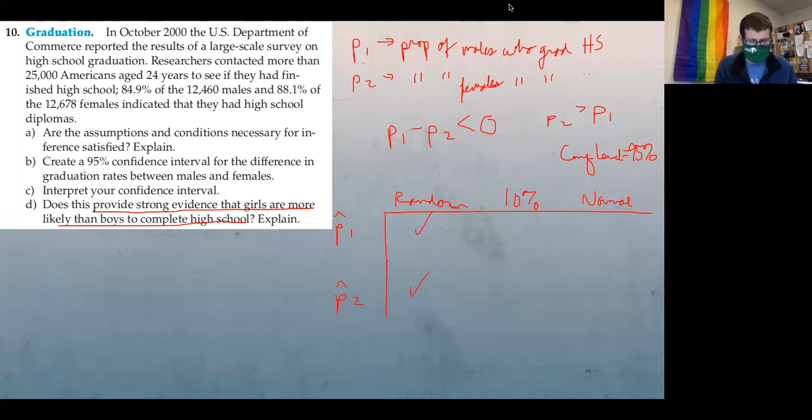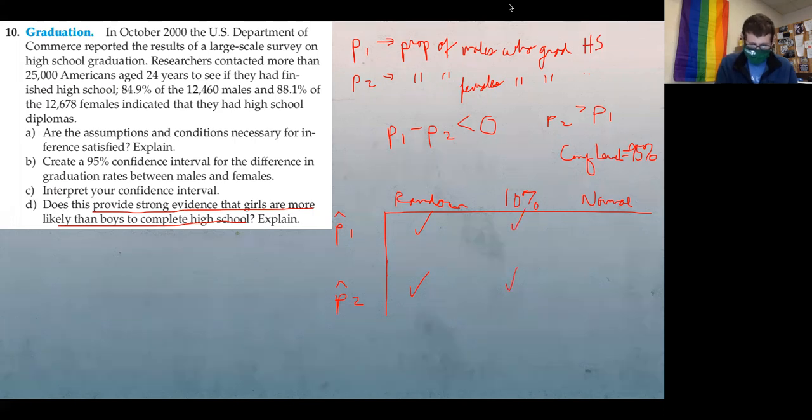10%, that's a lot of respondents. Is it still less than 10% of the population? Yep. I think so. Yeah, out of Americans, I think it's safe to say more than 250,000 24-year-olds. So we're good there.